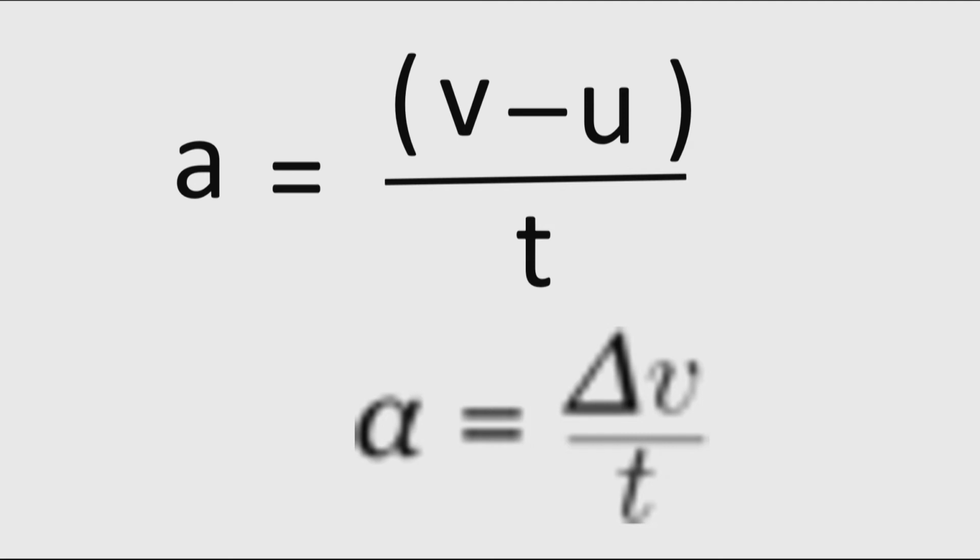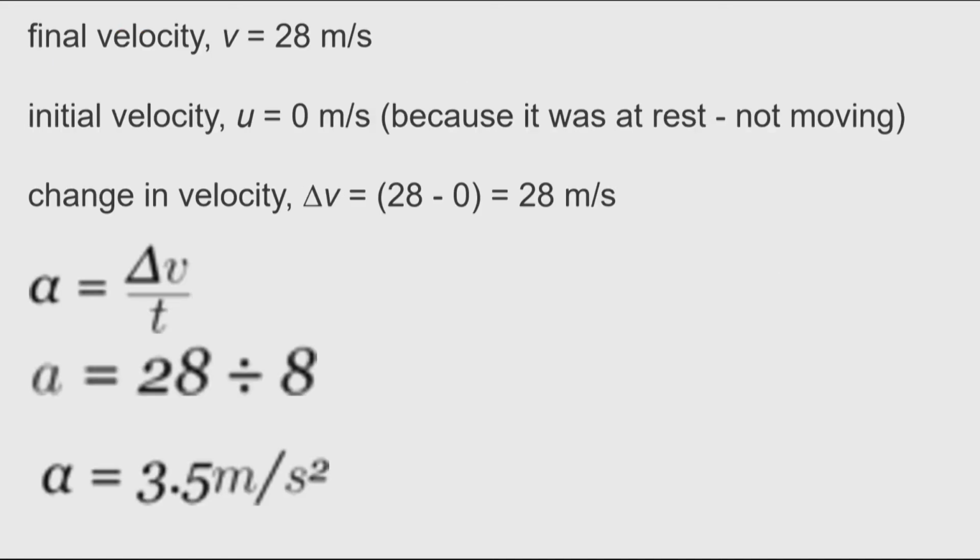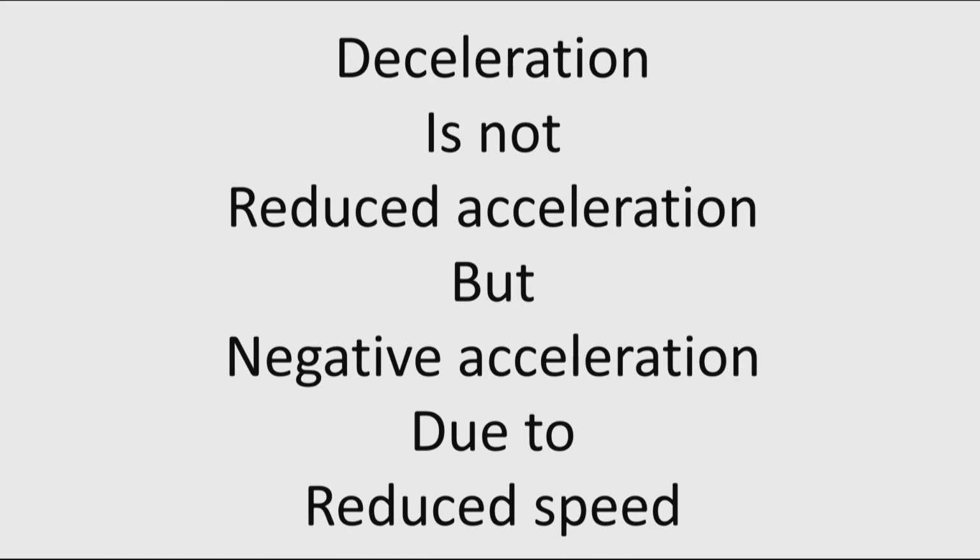If the final velocity is less than the initial, let us say you were traveling at 50 meters per second, and then you travel at 25 meters per second, here you will have to be taking 25 minus 50, which is minus 25 divided by time. You will get a negative answer, and this negative acceleration is deceleration, which is the result of reducing speed. I mention again, deceleration is not reduced acceleration, it's negative acceleration.